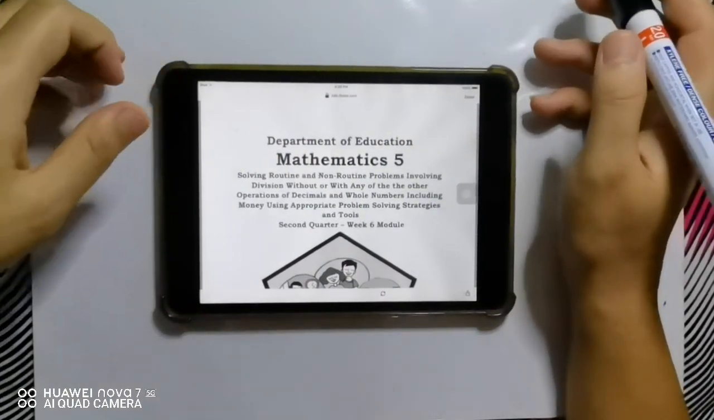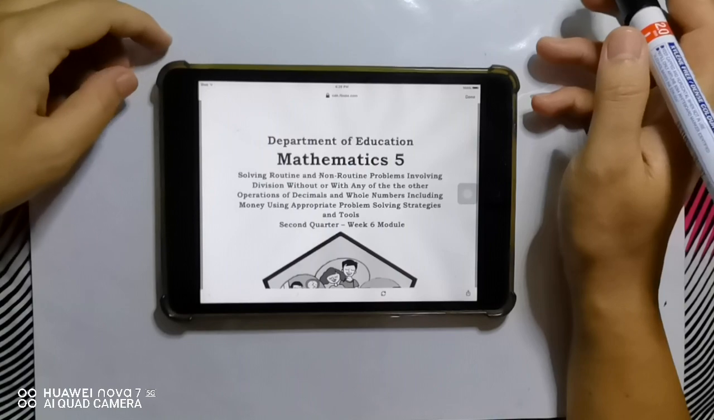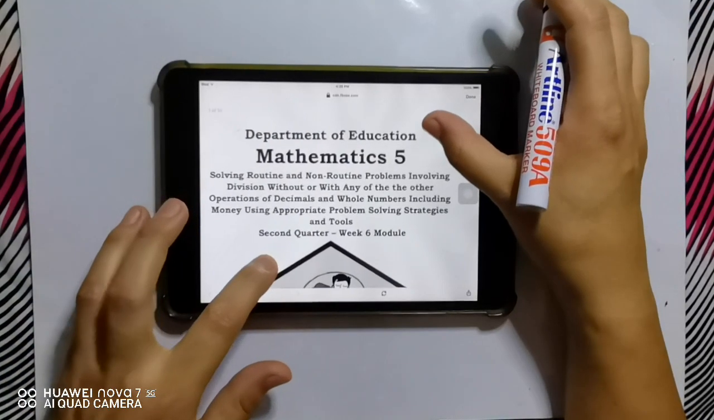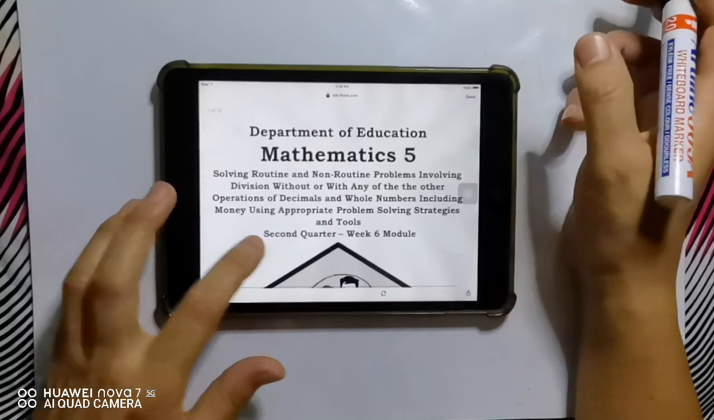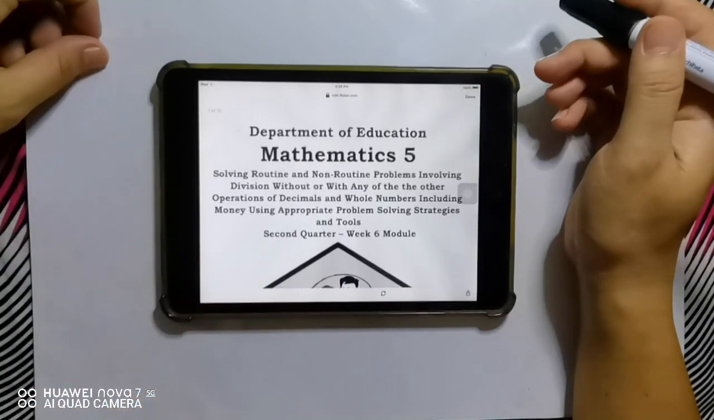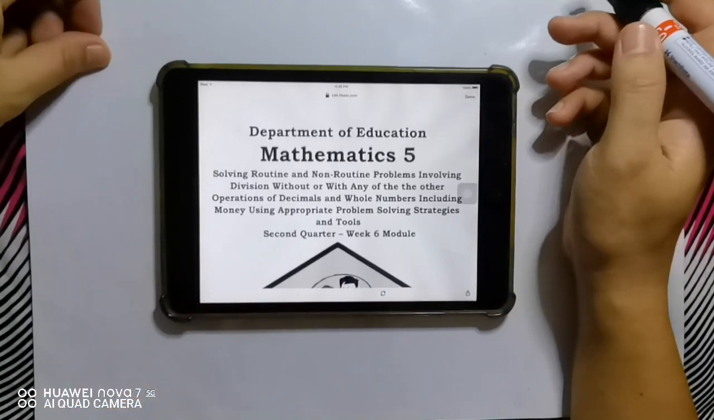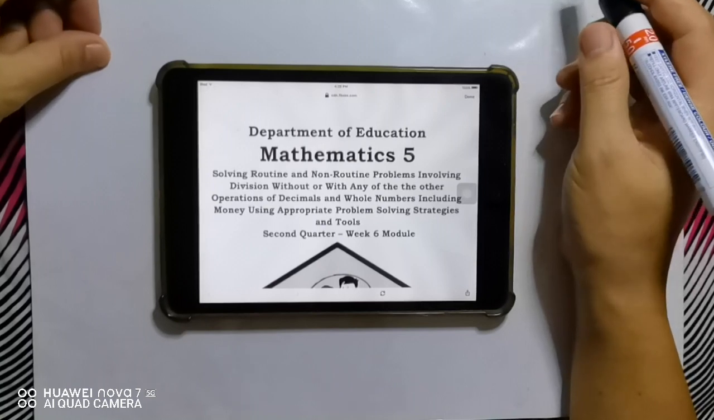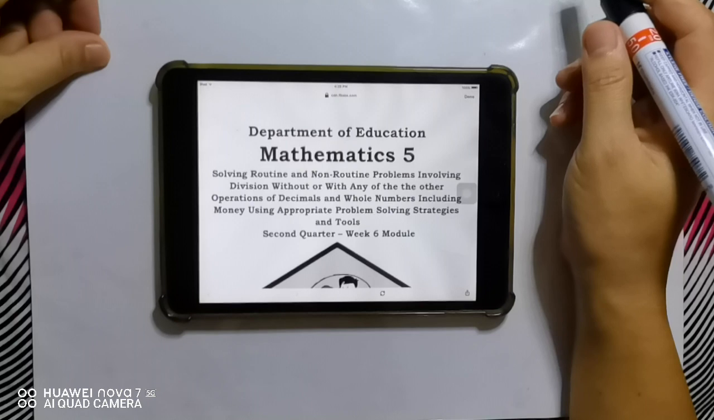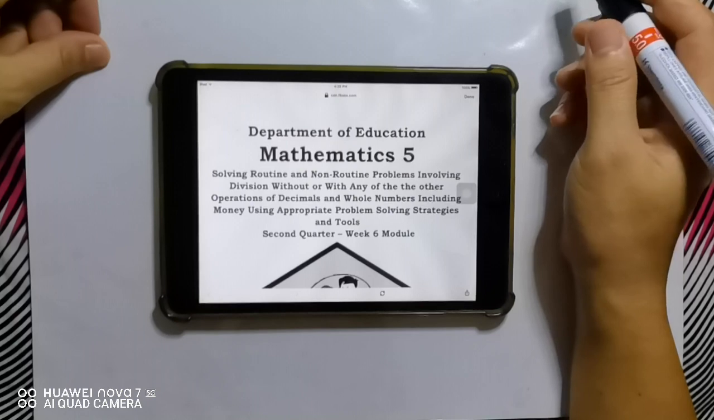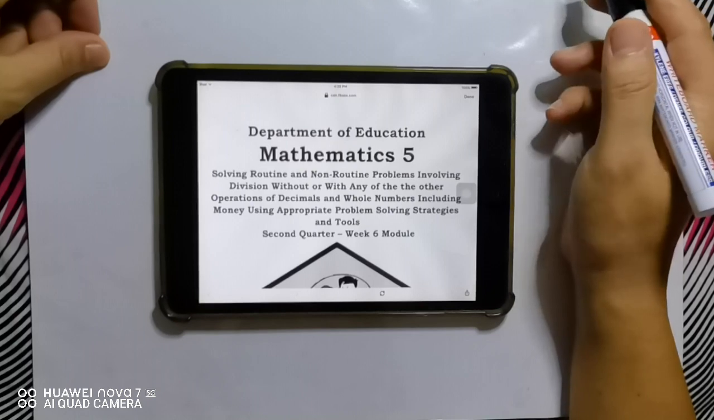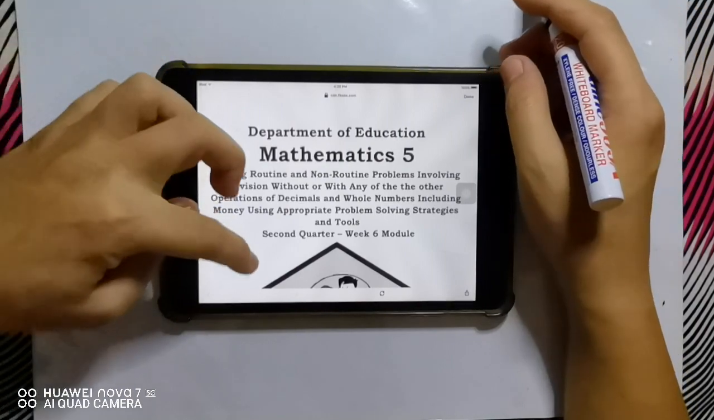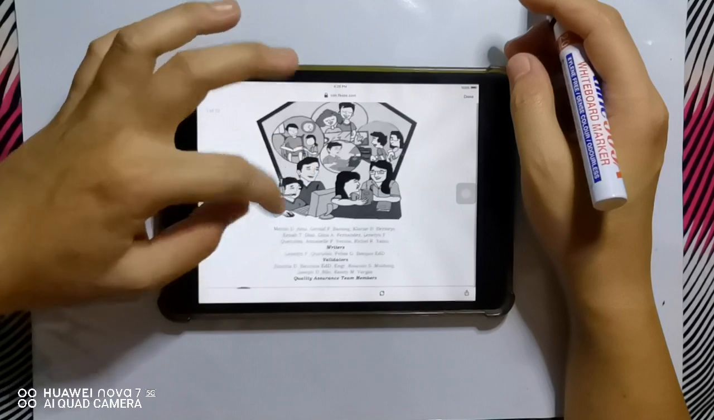So this is now week 6, or we can say module 6 of the second quarter. The title of the module is Solving Routine and Non-Routine Problems Involving Division Without or with any of the other operations of decimals and whole numbers, including money, using appropriate problem-solving strategies and tools. So this means that the topic will be about division of decimals.